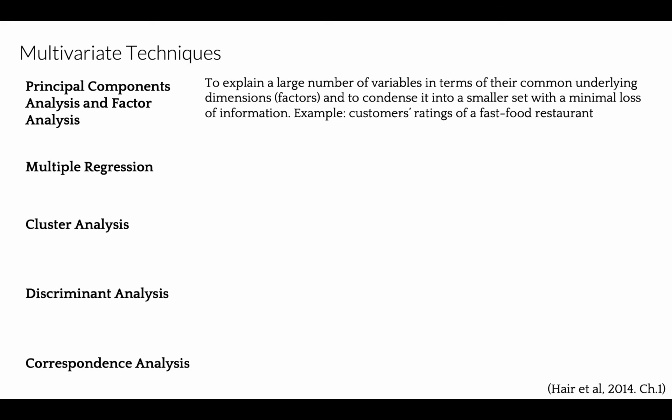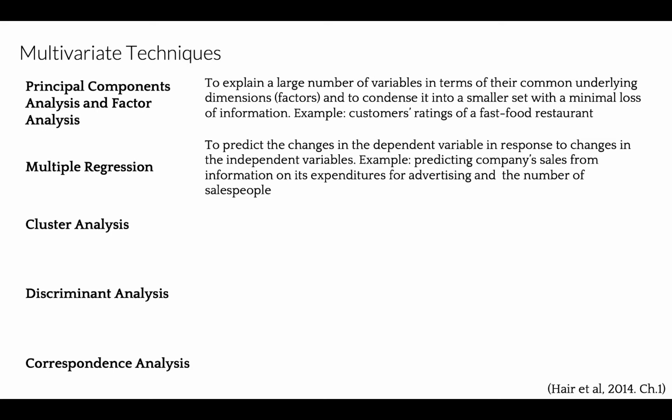An example could be customers' rating of a fast food restaurant. The objective of multiple regression analysis is to predict the changes in the dependent variable in response to changes in the independent variables. For instance, a company's sales from information on its expenditures for advertising and the number of salespeople.